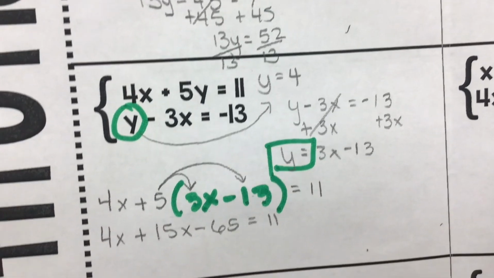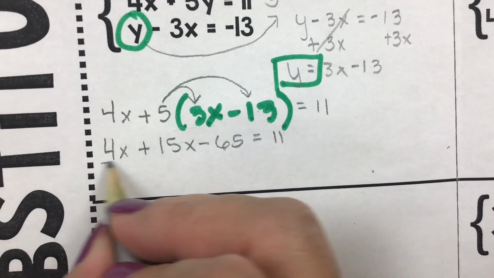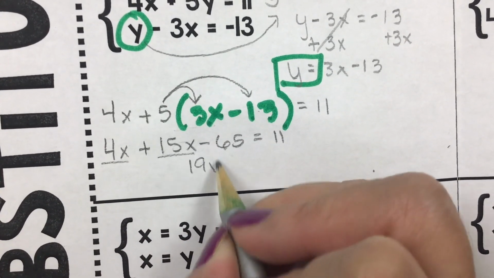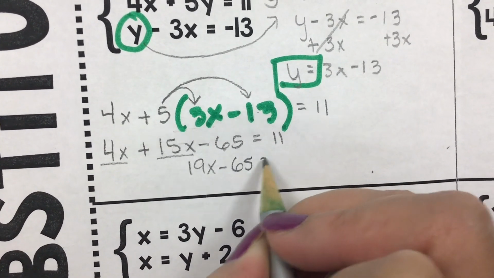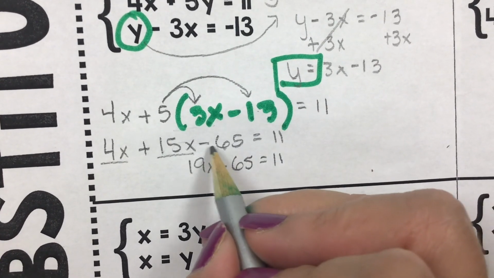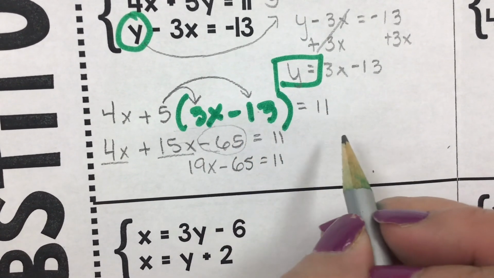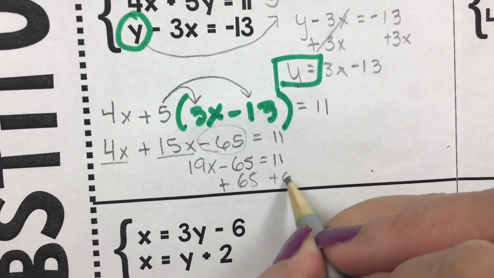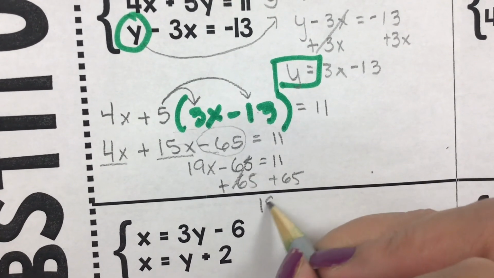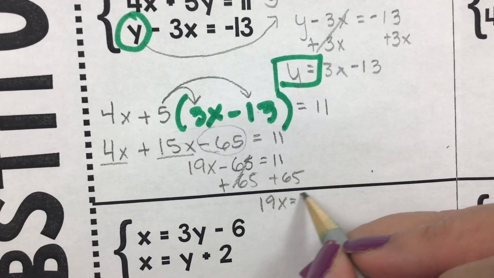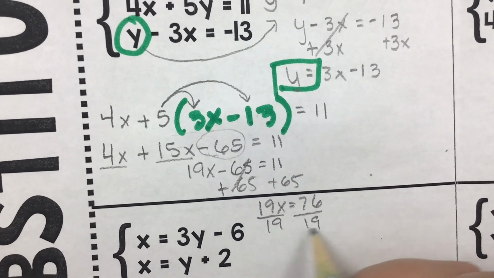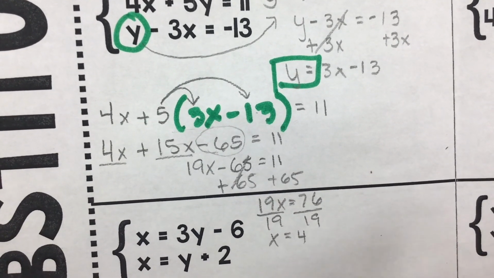That's equal to 11. Now we're going to combine like terms. 4x plus 15x is 19x minus 65. It's still equal to 11. We just rewrote the rest of the equation. And then we're going to add 65 to both sides. 19x is equal to 76. Now we're going to divide by 19. X is equal to 4.